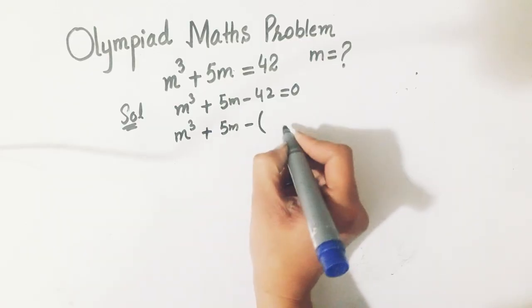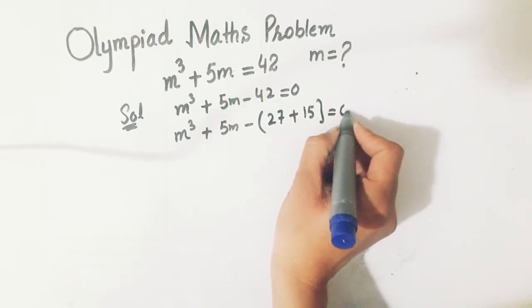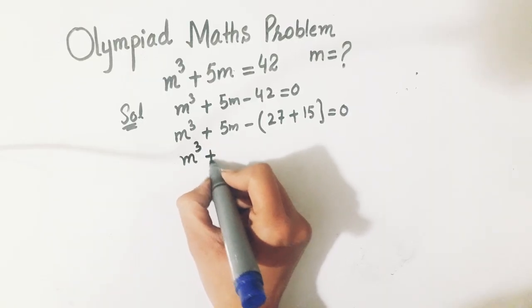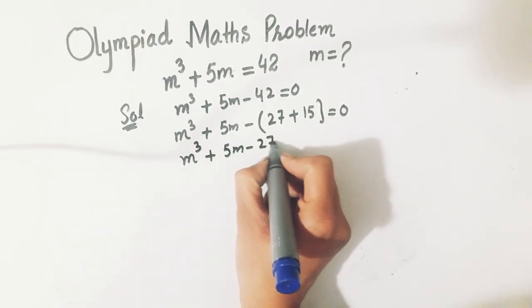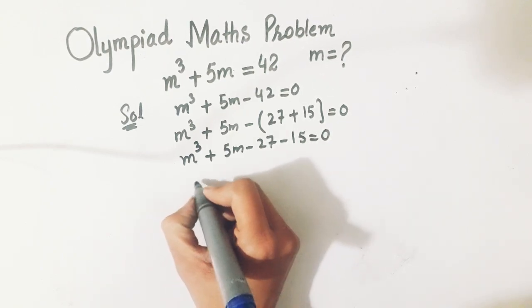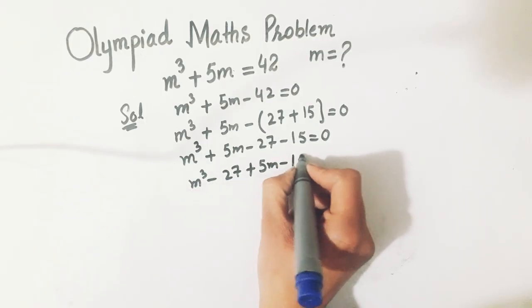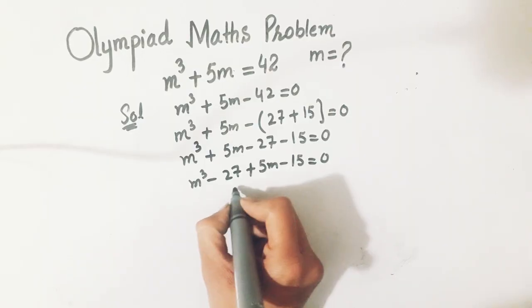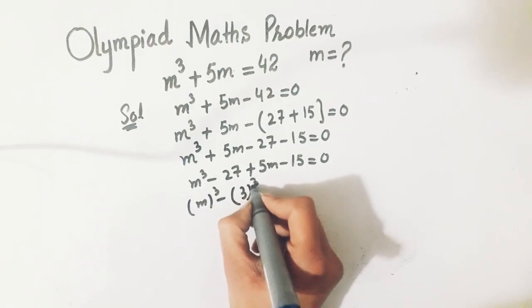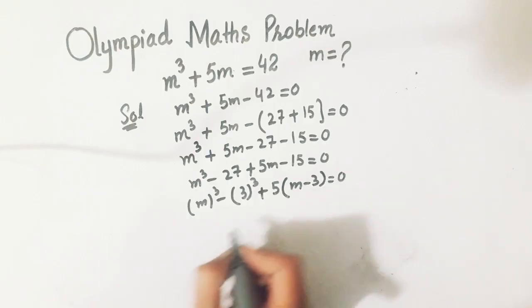42 can be written as 27 plus 15, because 27 plus 15 gives 42. Now solve this. m cube plus 5m minus 27 minus 15 equals 0. Now m cube minus 27 and plus 5m minus 15 equals 0. Now m cube minus 27 can be 3 cube, plus 5 can be taken as common, remaining is m minus 3 equals 0.